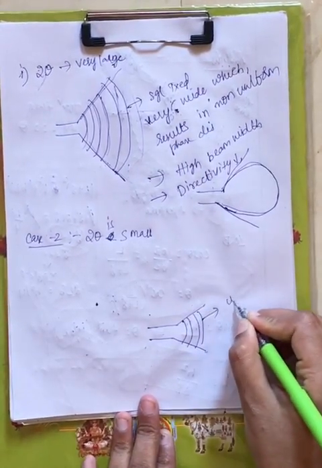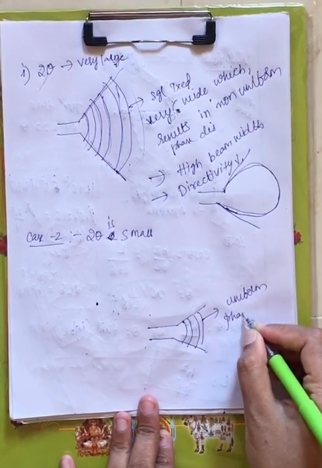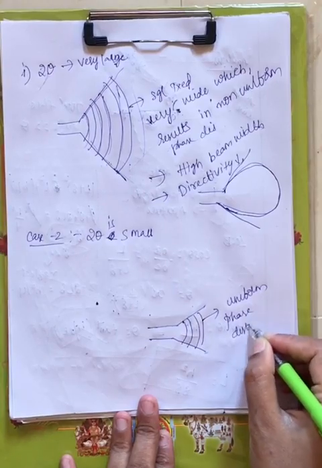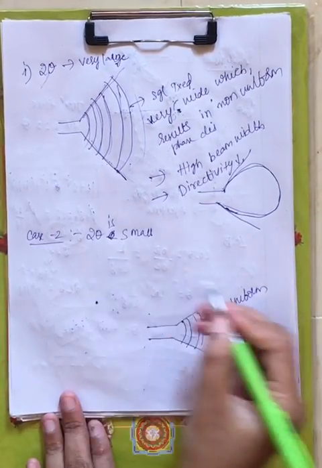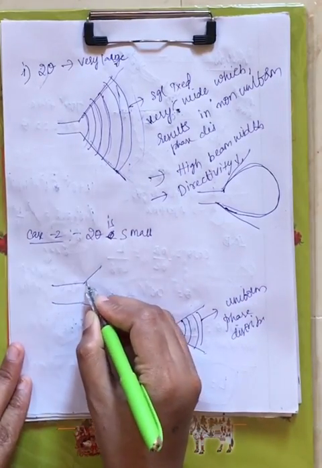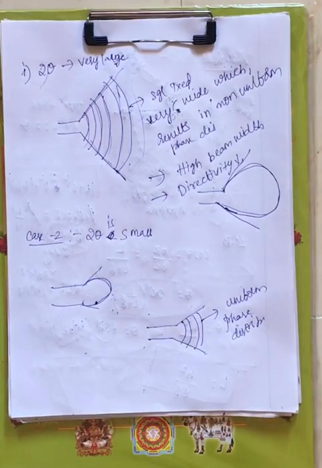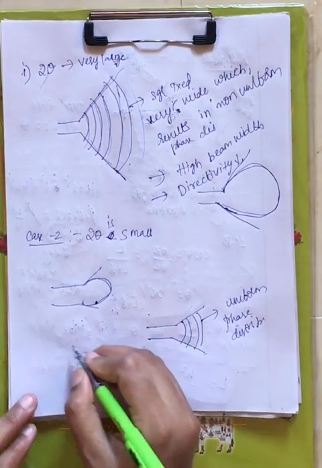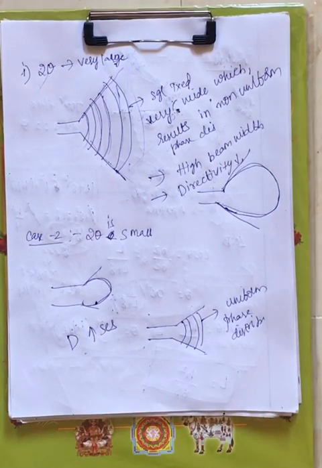Now this results in uniform phase distribution, as the signal is not transmitted widely. Because of this uniform phase distribution, what happens to its beam width? It reduces, only a very small beam width. And what happens to its directivity? It increases. That's why the flaring angle should be very small.